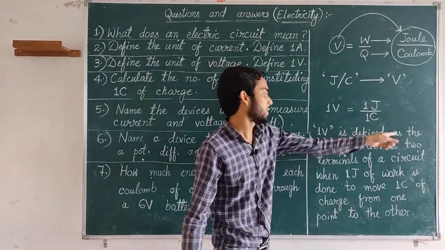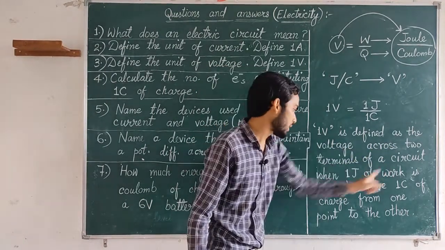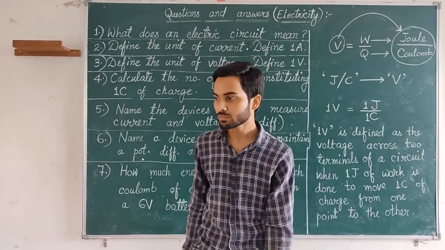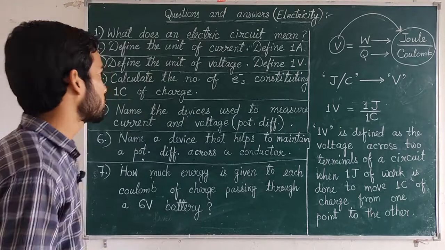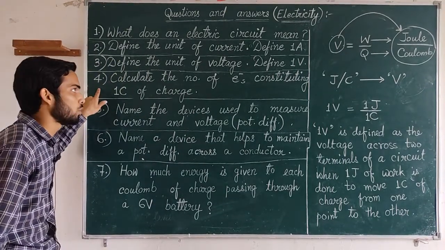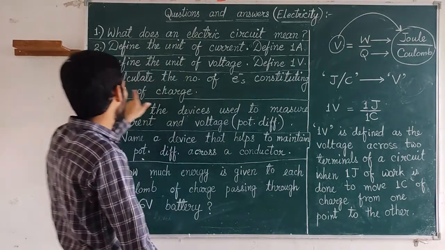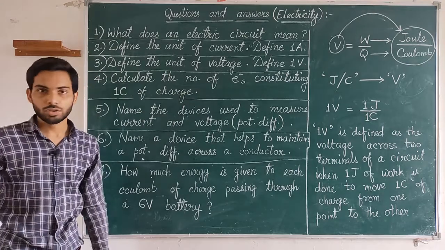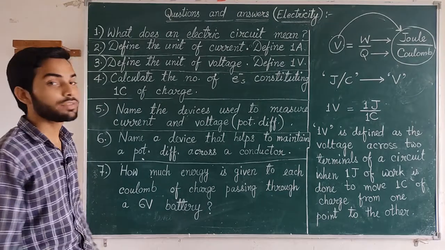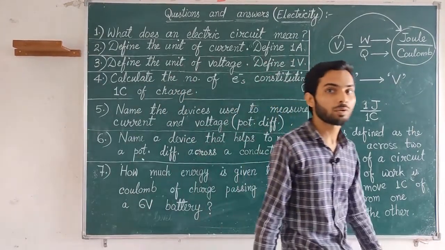1 volt is defined as the voltage across two terminals of a circuit when 1 joule of work is done to move 1 coulomb of charge from one point to the other. Now question number 3 is completed. Now coming to question number 4, calculate the number of electrons constituting 1 coulomb of charge. The question is asking how many electrons are there in 1 coulomb of charge. Number of electrons we are going to calculate.